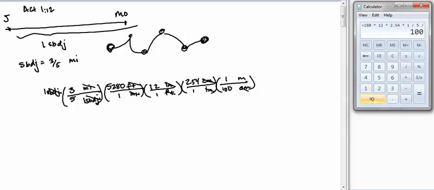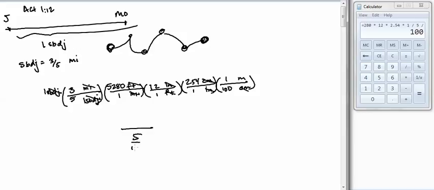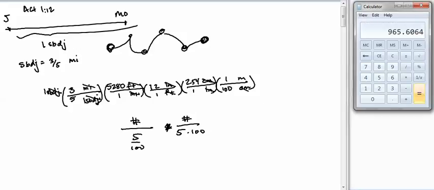Now, the way this calculator works, this doesn't make it divide by 5 divided by 100. What this does, the way I did it in my calculator, is I had my number divided by 5 times 100 on the bottom, even though I put the divide by 100 again, because that divide puts the 100 in the denominator. Different calculators work differently, so be careful with how you do things. Anyway, the answer is 965.60.